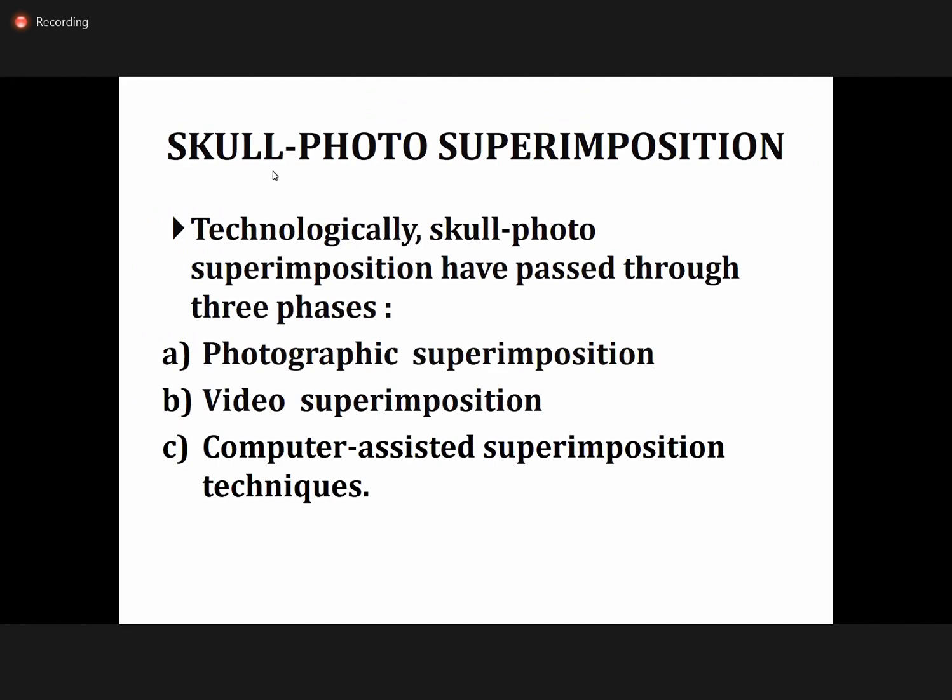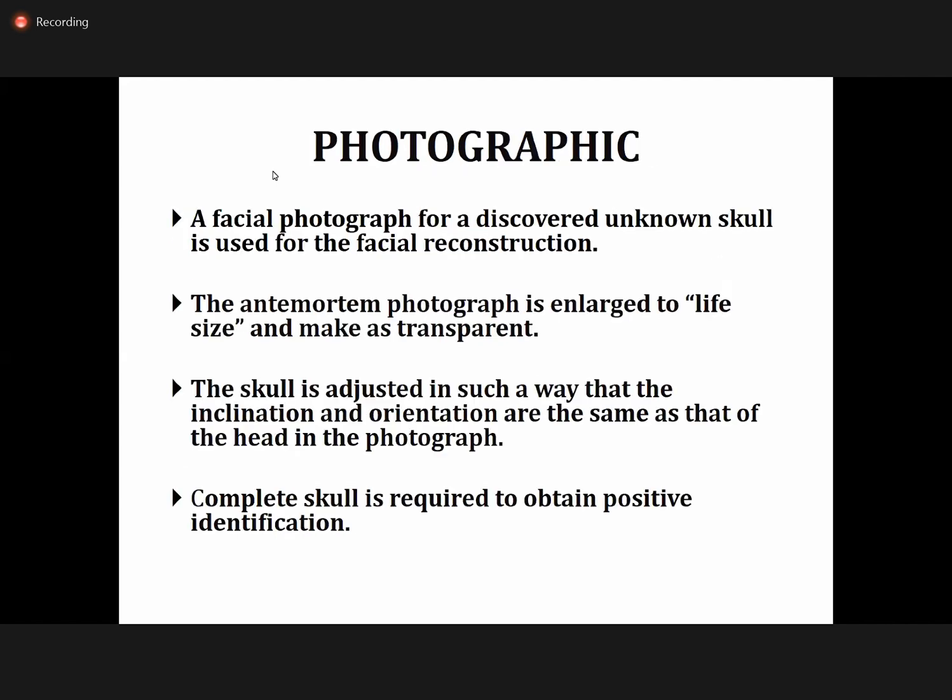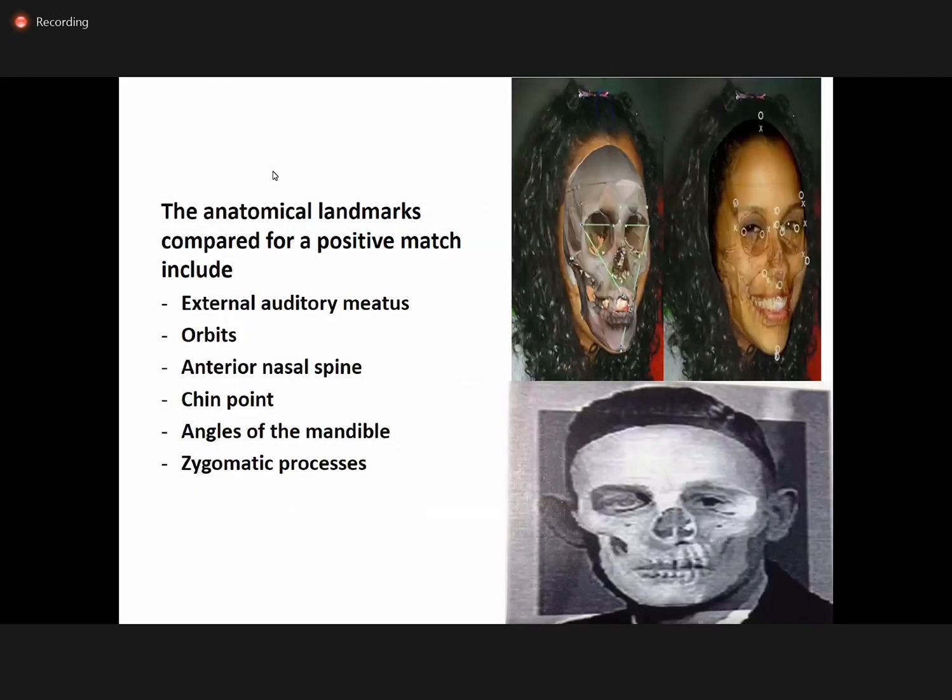Skull photo superimposition can be done through three methods: photo superimposition, where you take a photograph, image it, and place the next over it; then video superimposition; and then digital methods, where the image is processed by computer. The photograph again is of the face for this unknown skull, for facial reconstruction. The antemortem photograph has to be life-size and transparent, and it is adjusted in such a way that the inclination and orientation are the same as the head in the photo. The skull is required to obtain the positive identification. This is important.